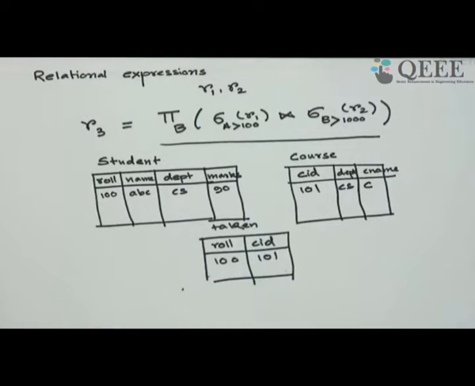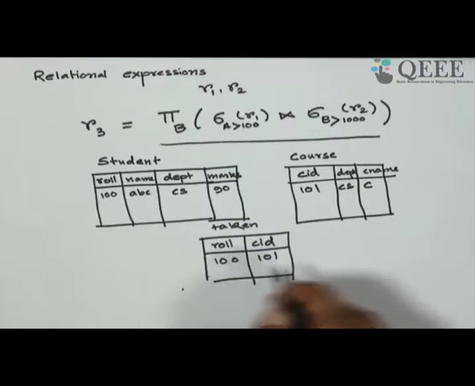So what I can do is write down expressions to get answers to my queries. For example, from this set of tables, I want to find the names of all computer science students who have taken the course ID 101. All students who have taken the course ID 101. So how would I answer this?